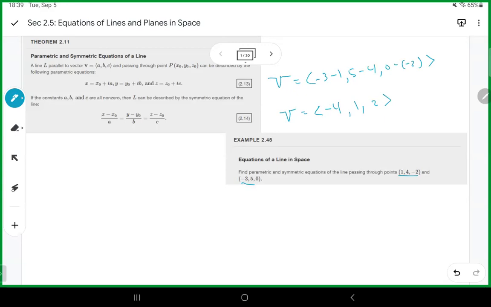And then you can use either point on the line to complete the parametric equations. So it really doesn't matter. I'm just going to do x equals 1 minus 4t, y equals 4 plus t, and z equals -2 plus 2t.